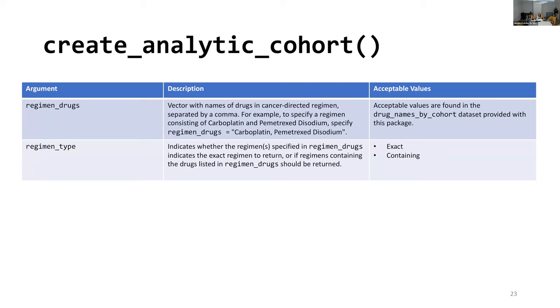When creating an analytic cohort by treatment information, you might be interested in a subset of patients who received a particular treatment. So you can specify regimen drugs, and there is a lookup table provided with the package so that you know exactly how the drugs are named in the data. And then the regimen type indicates whether you want patients who received the exact regimen you specified or a regimen that contained those drugs.